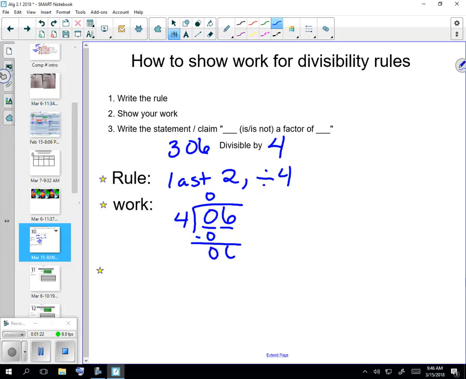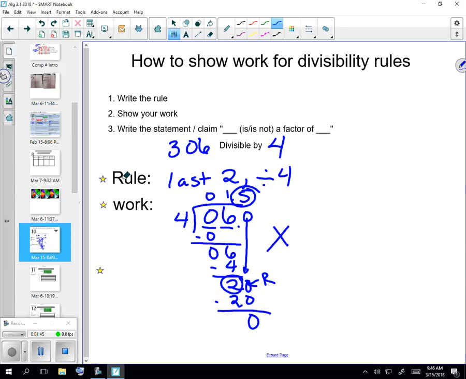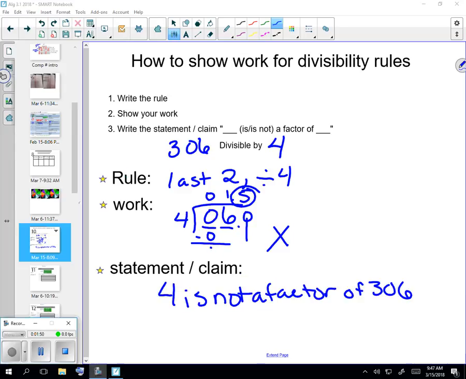Subtract is 0. Bring down the 6. 4 goes into 6 once. Subtract 2. We have a remainder. We can continue. 4 goes into 20 5 times. Bring that decimal up. Nothing left. That remainder piece, or the decimal, tells us it does not work. So we need to write our claim. 4 is not a factor of 306.